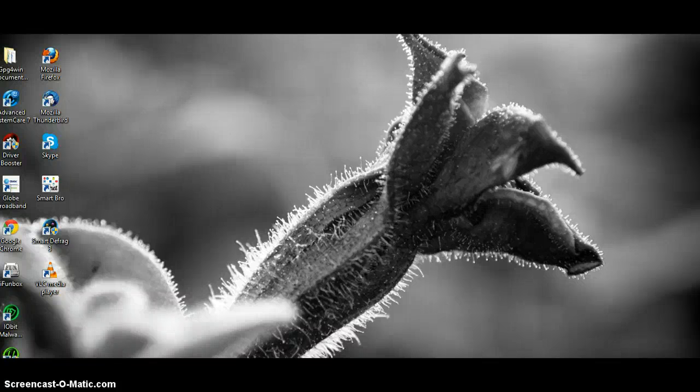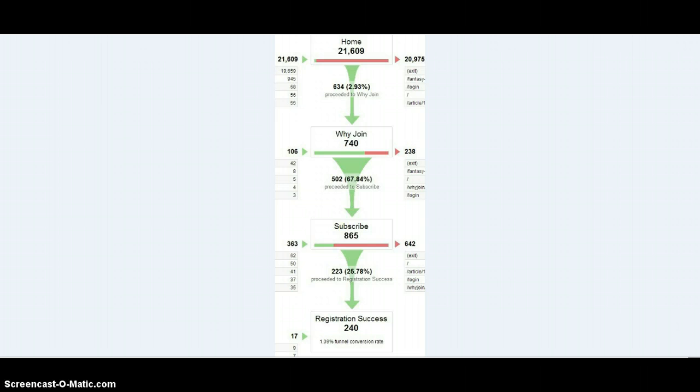I will show you 5 Google Analytics reports that I would use to figure out where the site is leaking money. First is funnel visualization. Every site that has a funnel should start with funnel visualization.